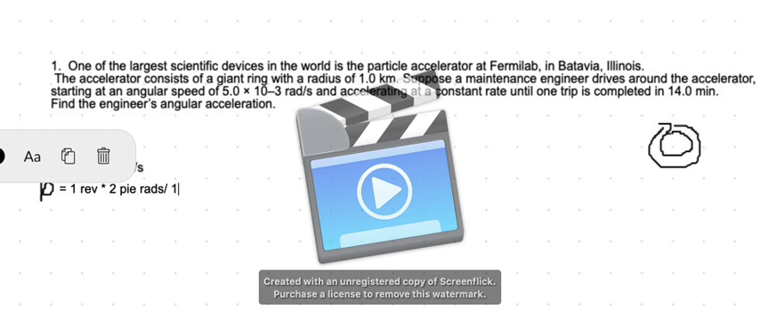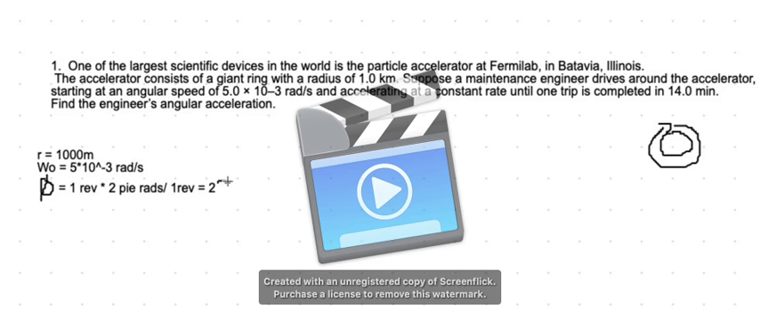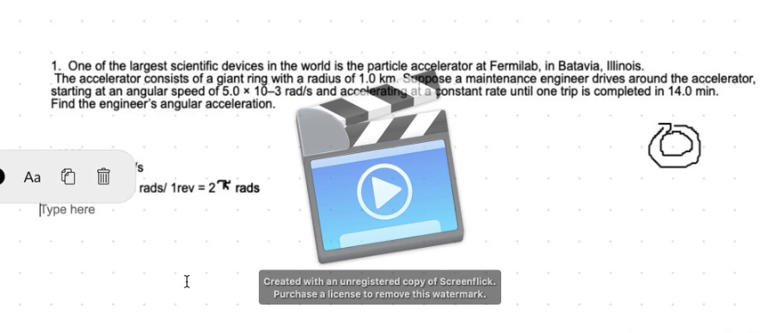2 pi radians is equal to 1 revolution, giving us a theta, or angular displacement, of 2 pi radians. We also know that the amount of time that he took to complete this is 14 minutes, which is again not in the correct units, so we need to convert minutes to seconds. We know that 60 seconds are in 1 minute, so 14 minutes is 840 seconds.